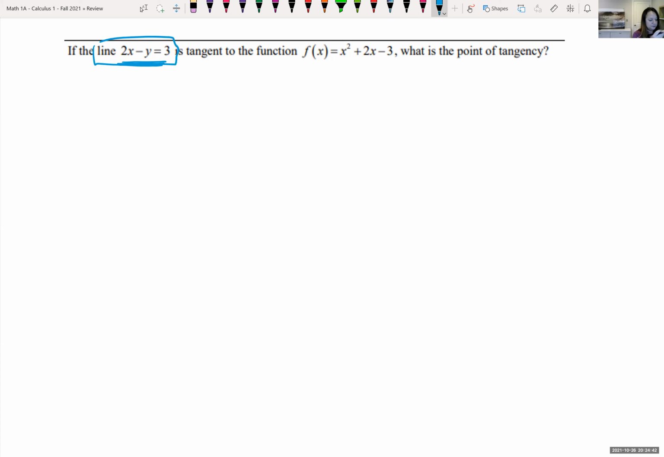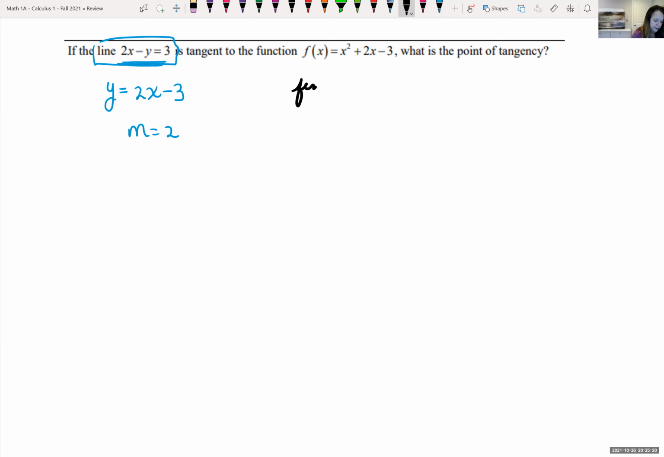Let's add y to both sides and subtract 1 from both sides, and solving for y we get y is equal to 2x minus 1. So we can see that the slope of our tangent line is equal to 2. Taking the derivative of our function gives us the slope at a particular value of our function. And so we want to look at when the slope of our curve f of x is equal to 2.